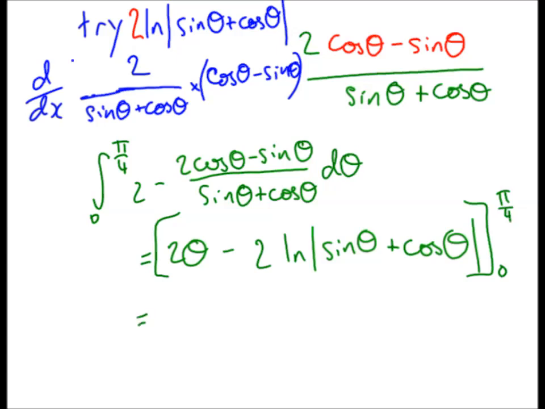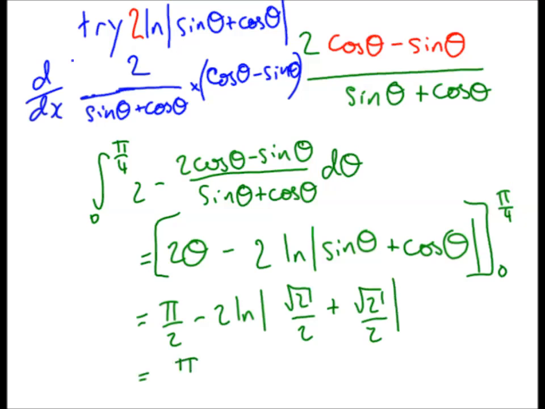So I'm going to get 2 lots of pi over 4 is pi over 2 minus 2 times the natural log of sine theta plus cos theta. Well, pi over 4 is 45 degrees. So sine of 45 degrees is root 2 over 2, plus cos of 45 degrees, that's also root 2 over 2. So we get pi over 2 minus, and when I add my root 2 over 2 plus root 2 over 2, I get root 2. So I'll get root 2, I'm going to bring the 2 up to be a power, so I'm going to get the natural log of root 2 squared.